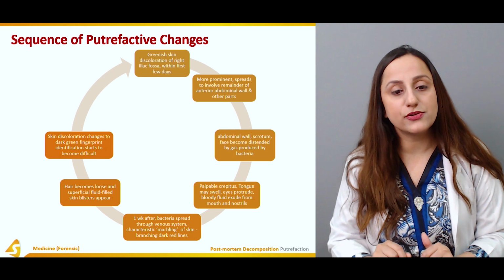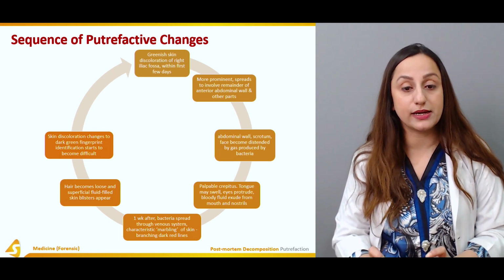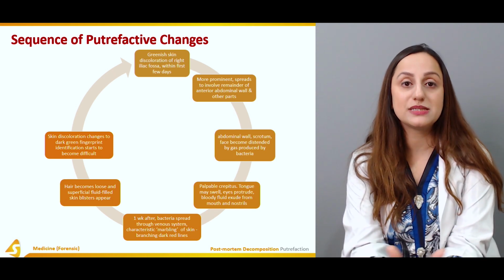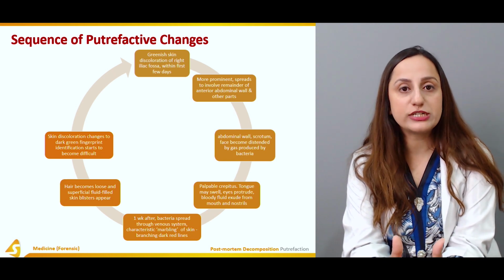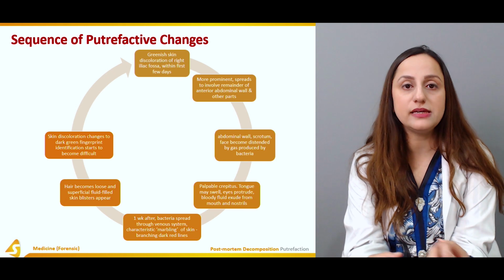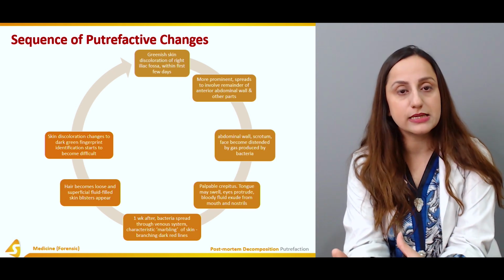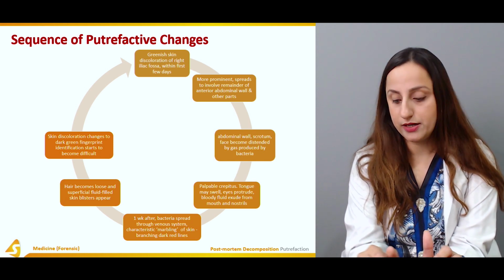Now, the skin discoloration changes to dark green, and fingerprint identification starts to become difficult. Although the identification becomes difficult, the fingerprints are not damaged at this point. But later on, the skin becomes loose, and even with the gloving phenomenon, we can preserve the skin for the fingerprints for later identification. So you don't have to get confused over here.